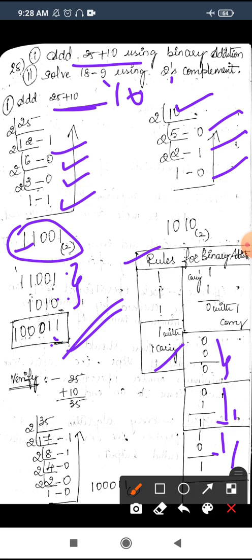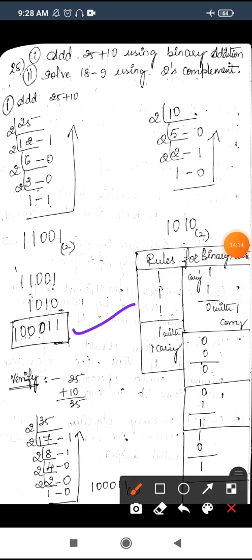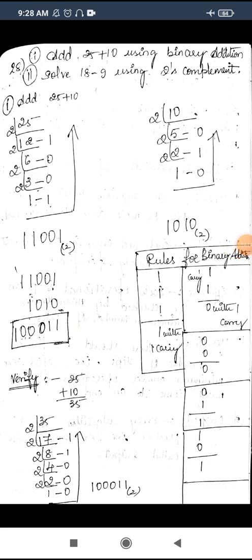So you can verify even this. So verification, first you have to perform normal arithmetic addition for 25 plus 10. So that will result 35. So you have to convert this 35 to binary numbers. So you will get the same answer, 1 0 0 0 1 1. So this is the answer for this binary addition. So the answer is correct for your procedure.